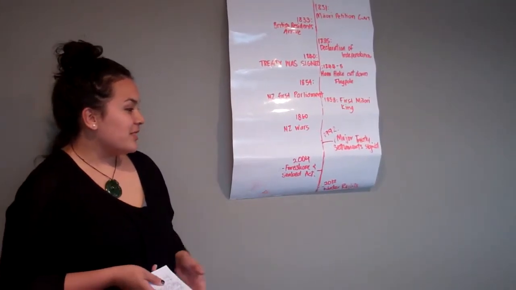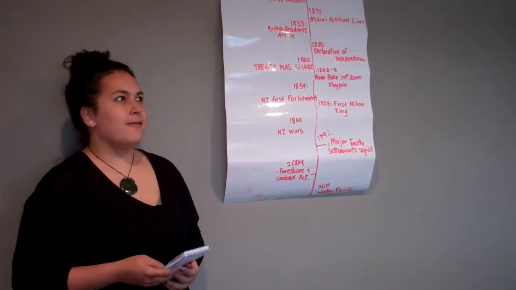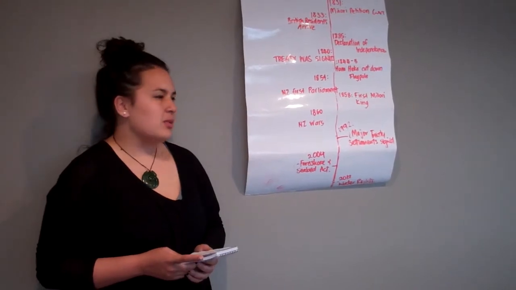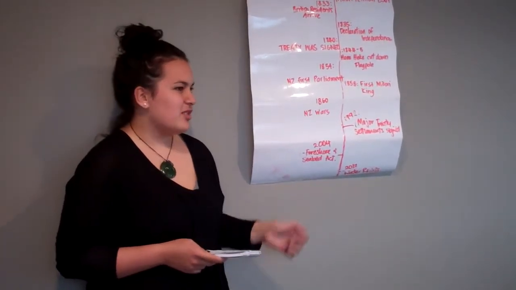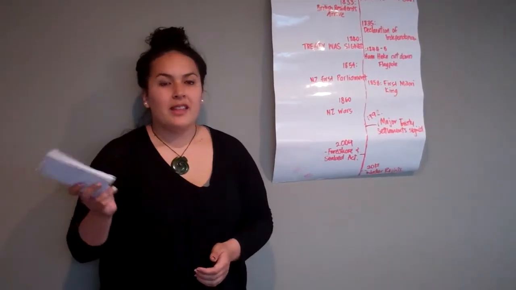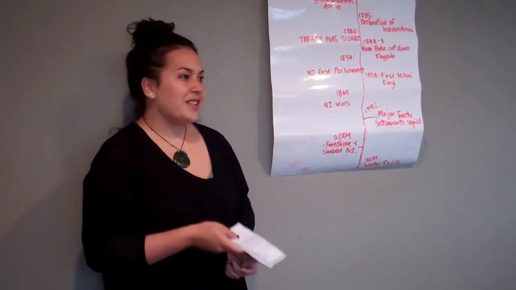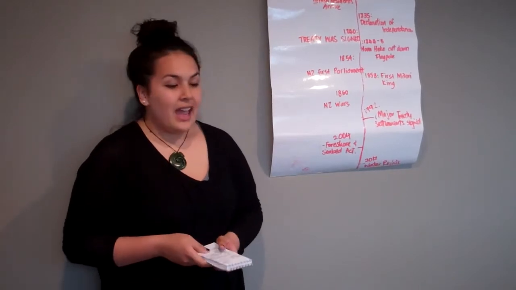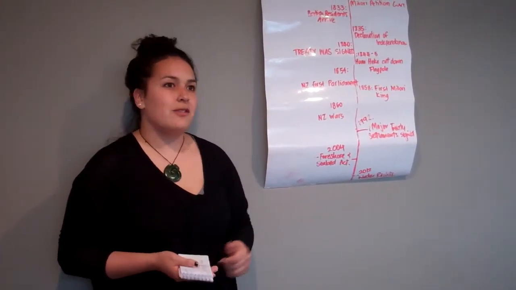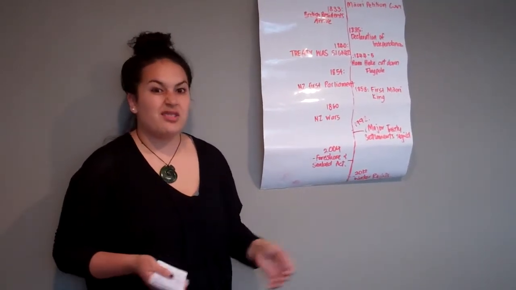From the Foreshore and Seabed Act, in May of 2005, a hīkoi was created. More than 20,000 people, 20,000 Māori, protested against this act, and they walked from Cape Reinga all the way down to Wellington, to Parliament. And also in July of 2005, the Māori Party was created from this protest, I suppose.